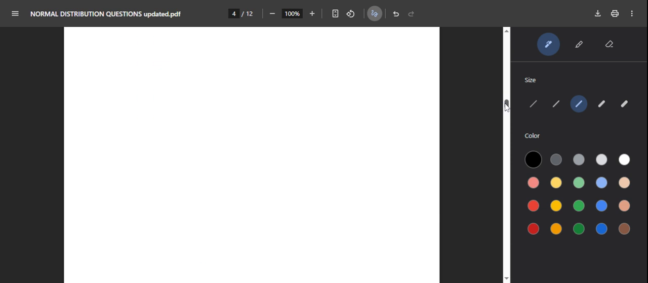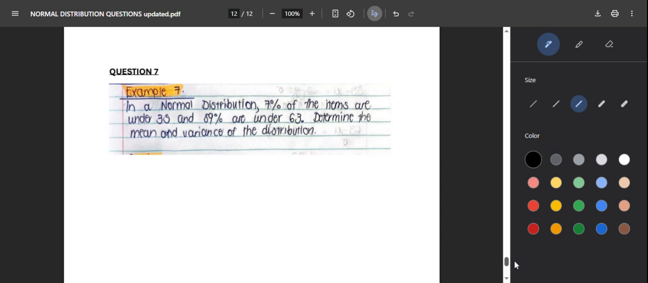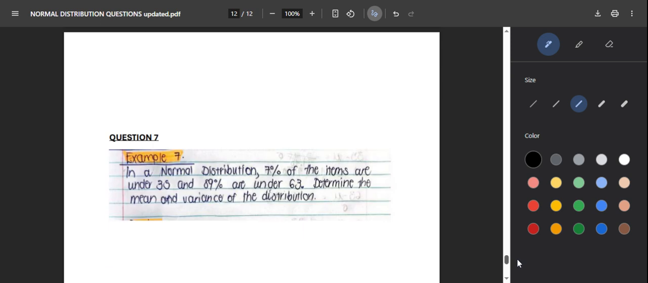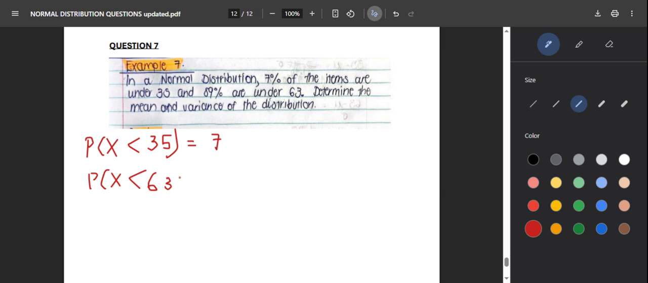Let us go on to example 7. Let me just scroll down to it. Just a second, please. They said in a normal distribution, 7% of the items are under 35 and 89% of the items are under 63. Determine the mean and the variance of this distribution. Now, the probability of x being less than 35 is equal to 7, and the probability of x being less than 63 is equal to 89. But here's the catch. We don't know what is the mean and we don't know what is the variance.